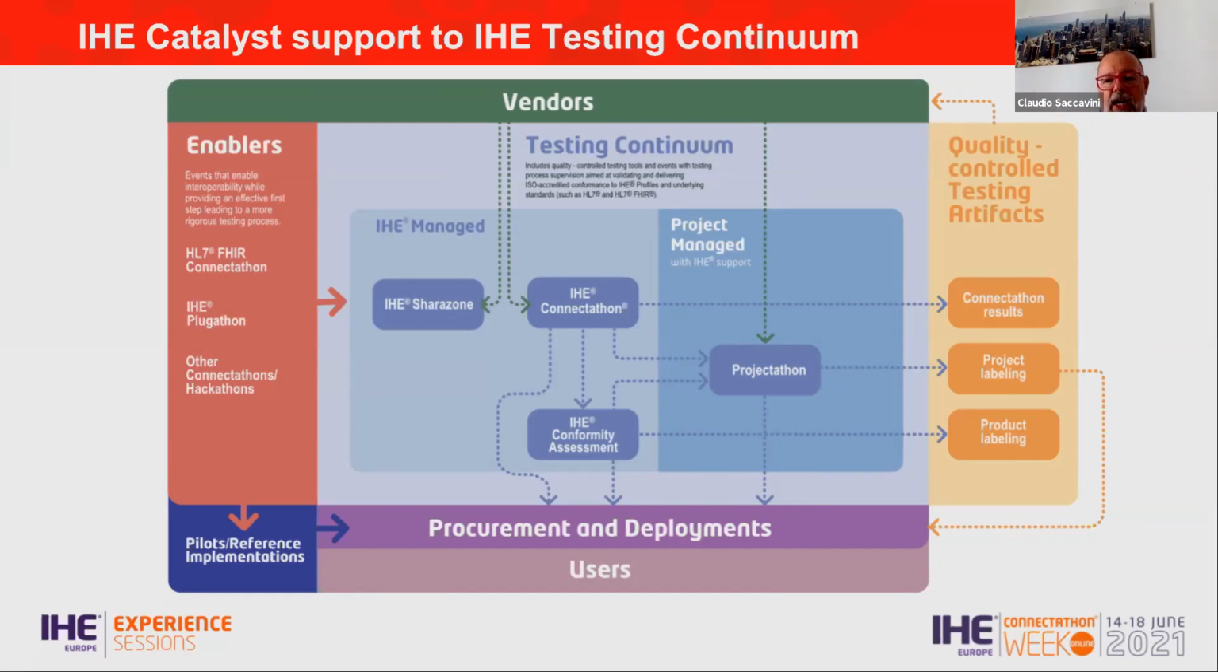This is a very interesting map, and you can see in the purple line how useful this testing phase is for procurement and deployments. There are a lot of IHE white papers and user handbooks to support the procurement phase, also using the test results.